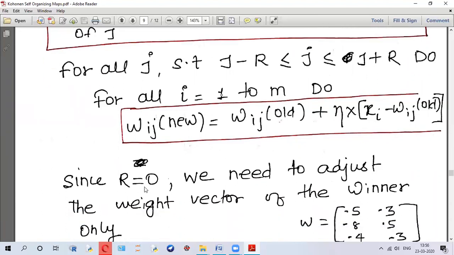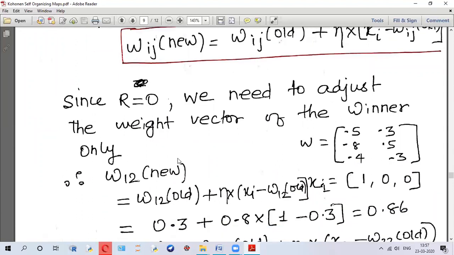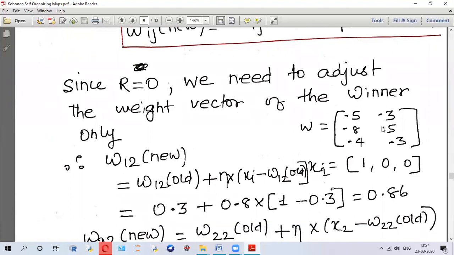Since r is equal to 0, we need to adjust the weight vector of the winning neuron only, as we have already discussed. So I have to adjust all the weights corresponding to cluster 2. We would be adjusting 0.3, 0.5, and 0.3 would be updated, whereas 0.5, 0.8, and 0.4 would remain unchanged. So that is what this 0.3 corresponds to, W12.